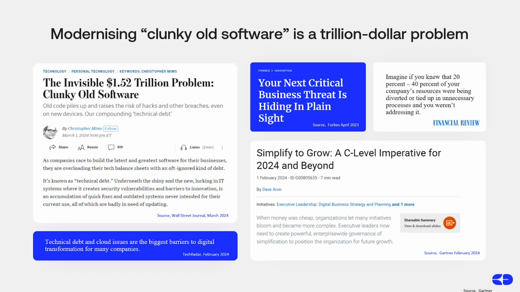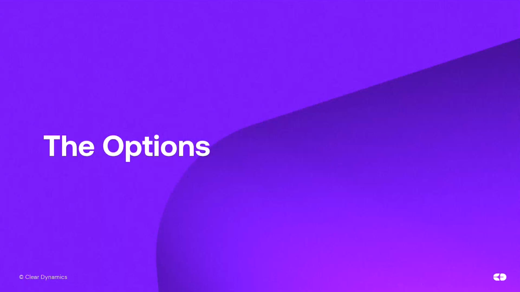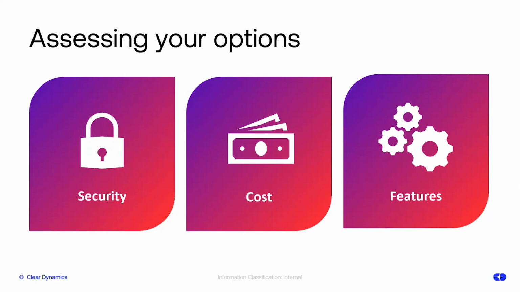So basically, what I thought we'd cover today is what your options in market are and how you go about assessing those options. We're actually going to start with the assessment first. There are really three key metrics for assessing a new system, and they are security, cost, and features. And we'll break each of those down.